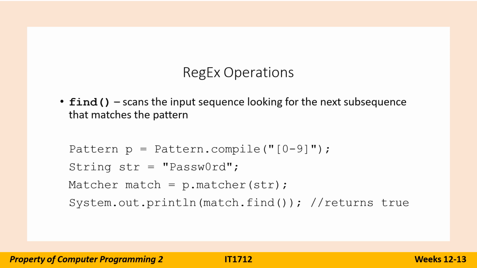The matcher object match is used to find occurrences of the pattern within the string str. The find method is called on the matcher object match. It searches for the next occurrence of the pattern in the input string. If it finds a match, it returns true, otherwise, it returns false. In this case, the pattern [0-9] matches the digit 0 in the string "_0 road". Hence, match.find returns true, and the program prints true to the console.